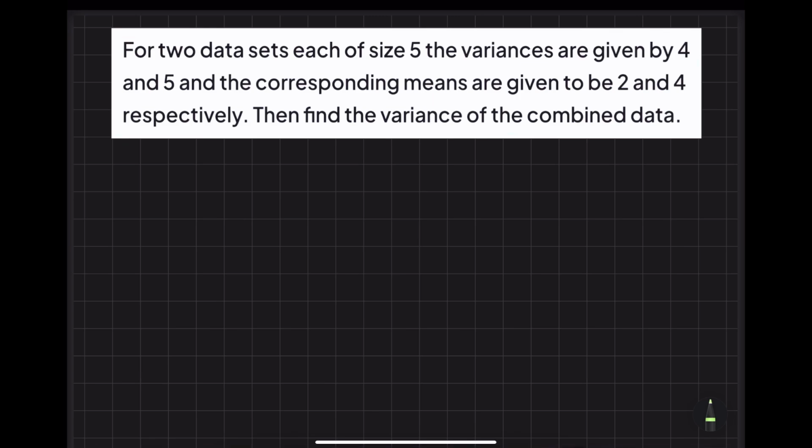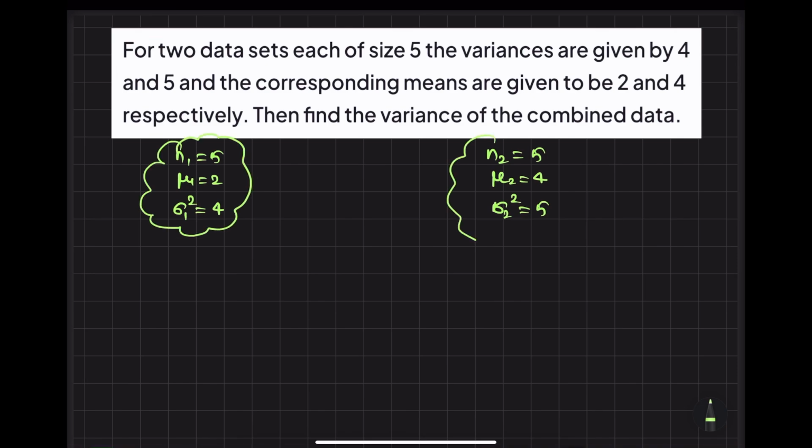So, we got a wholesome new problem which says: for two data sets, each of size 5, n1 is 5 and n2 is 5. The variances are given by 4 and 5, so variance 1 is 4 and variance 2 is 5. And the corresponding means are given by mean 1 is 2, mean 2 is 4 respectively. Then find the variance of combined data.